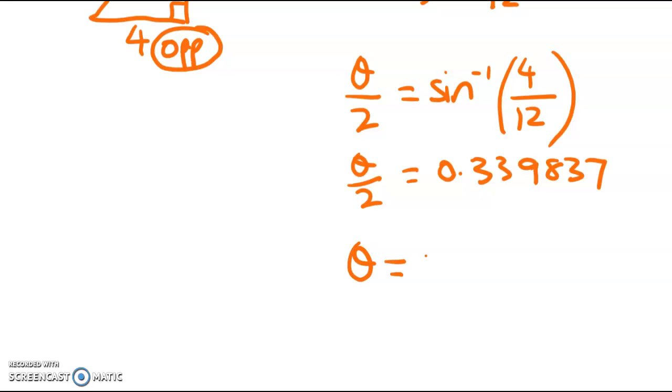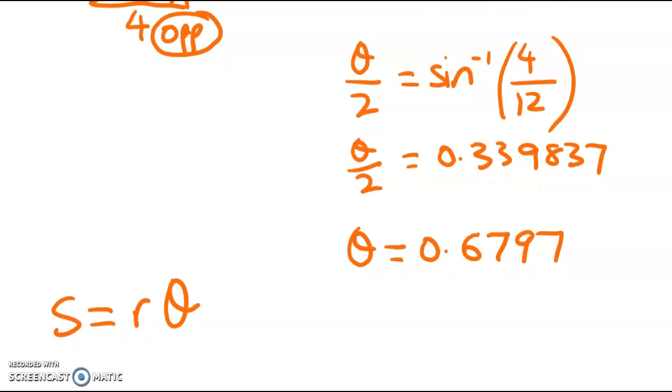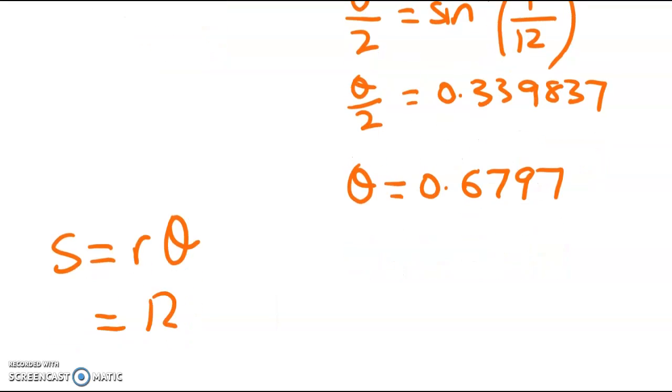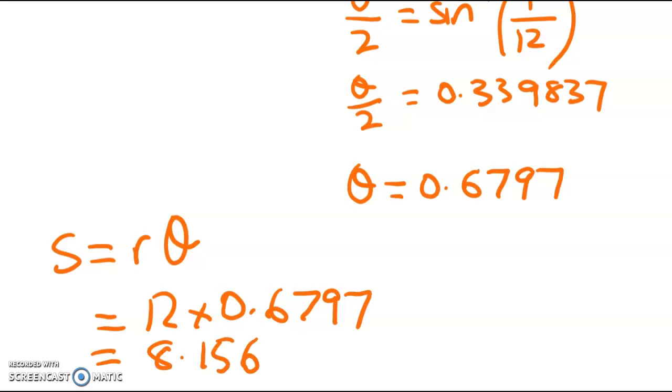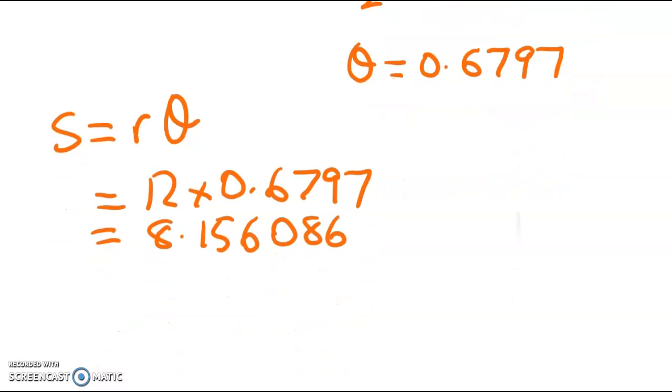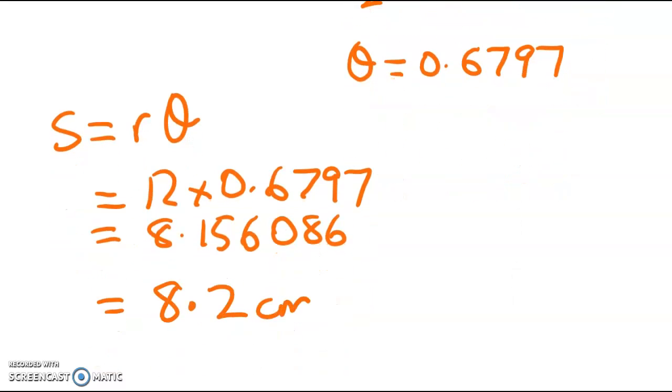Theta is 2 times that, which is 0.6797. So now we're ready to find the arc length. The arc length will be 12 times 0.6797, which is 8.156086. I would shorten that to 8.2 centimetres, but the book actually has left it at 8.156 centimetres.